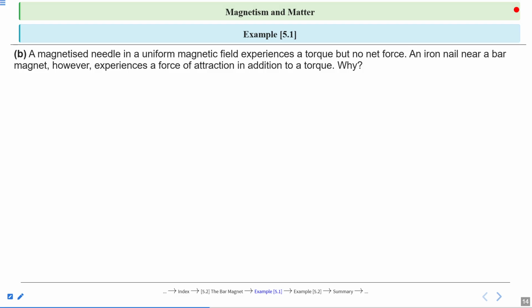You may have seen that when we place an iron nail near a magnet, it not only experiences torque, it experiences force as well, it will be attracted towards the magnet. So why does the iron nail experience both torque and force? It will rotate. When it comes towards the magnet, it will change its orientation, but it is very fast, you cannot detect it. Also it will experience force, due to which it will be attracted towards the magnet. So why? We will see the reason.